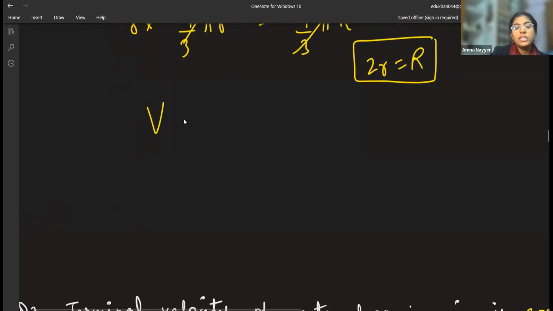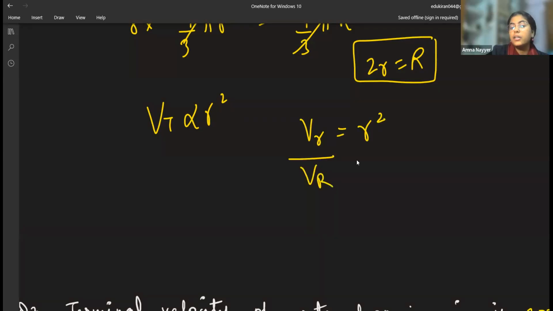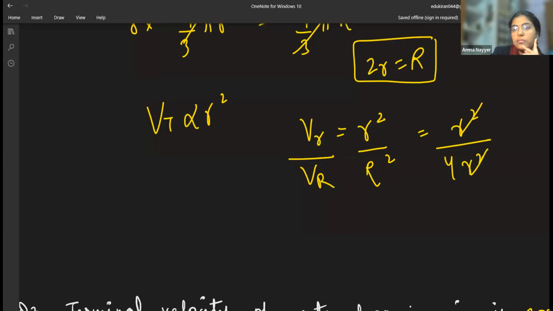So terminal velocity is directly proportional to r square. Directly write it. Why write everything and then cancel 2 by 9, 2 by 9, and then show cancellation of acceleration due to gravity? So terminal velocity of the smaller drop upon terminal velocity of the bigger drop is equal to small r square by capital R square. We know the relation between small r and capital R. Capital R is 2r, so that will become 4 small r square. This will be cancelled.